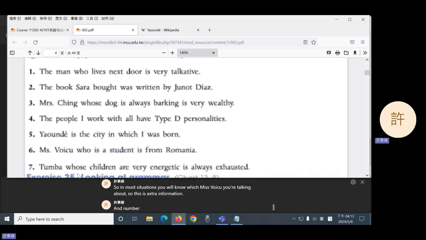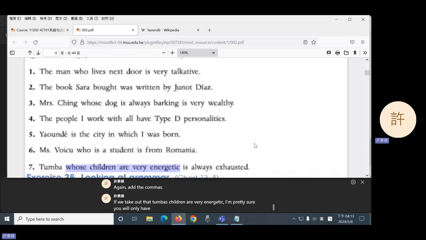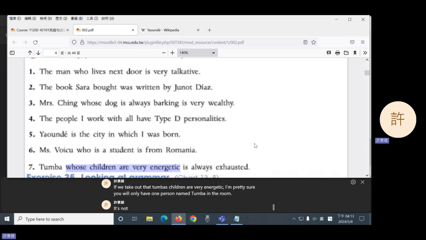And number seven, Tumba, whose children are very energetic, is always exhausted. Again, add the commas. If we take out that Tumba's children are very energetic, I'm pretty sure you will only have one person named Tumba in the room. It's not going to be very confusing which Tumba you're talking about. So this is extra information. Add the commas before and after this part. Questions?